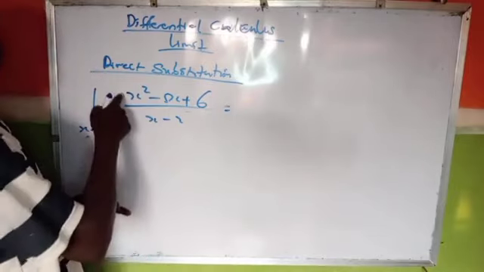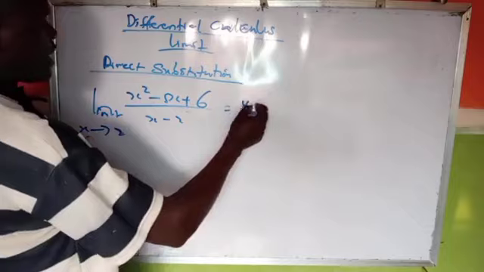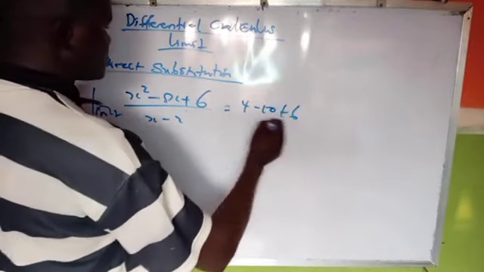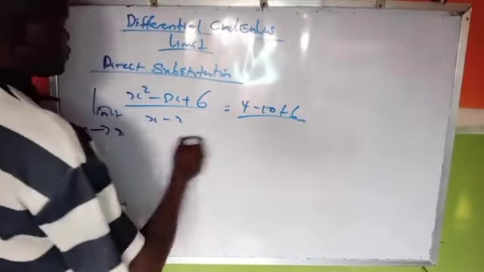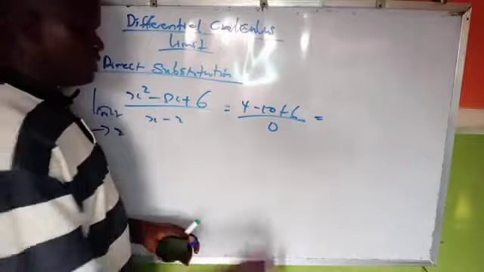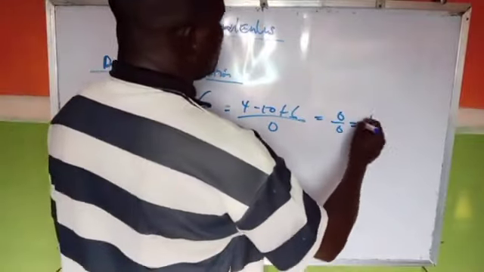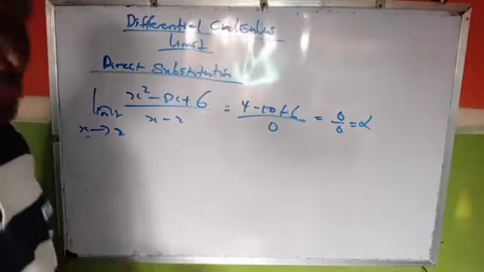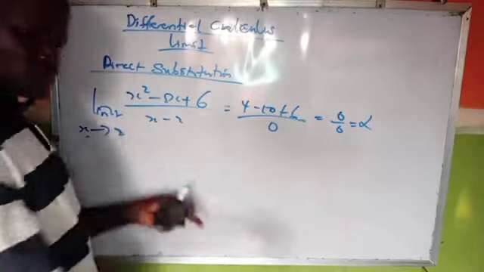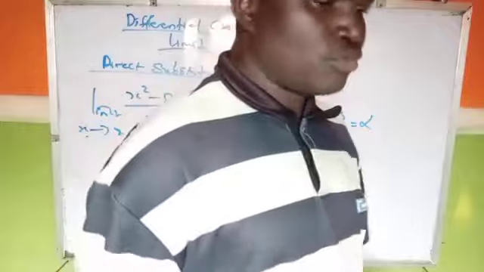you have, 2 squared is 4. 2 times 5 is 10, plus 6, over 2 minus 2, which is 0. So what you have here, this plus this is 10 minus that, so it's 0 over 0. So it will give you undefined. That's indeterminate. So as you substitute it, it cannot work.